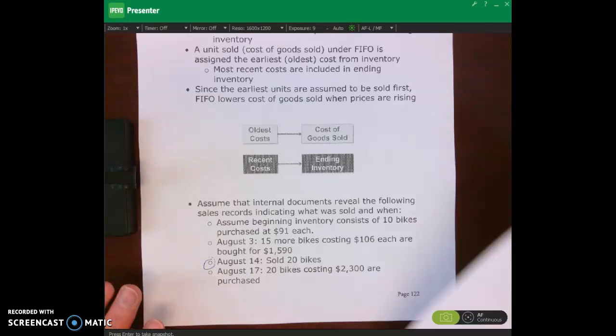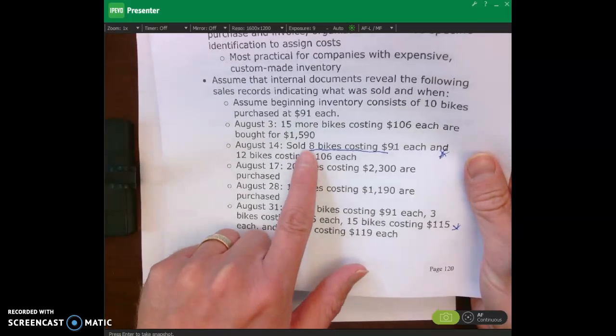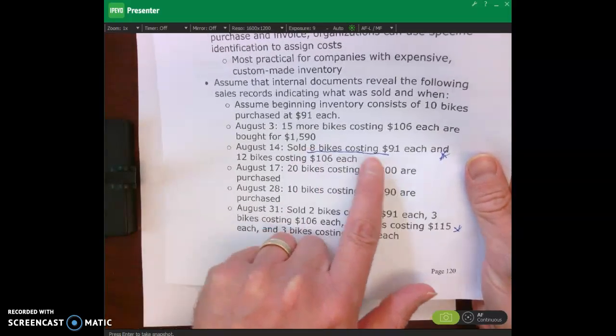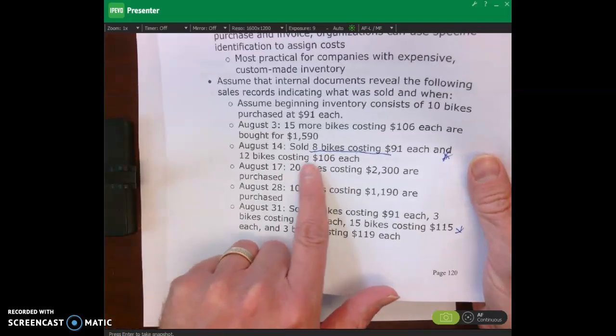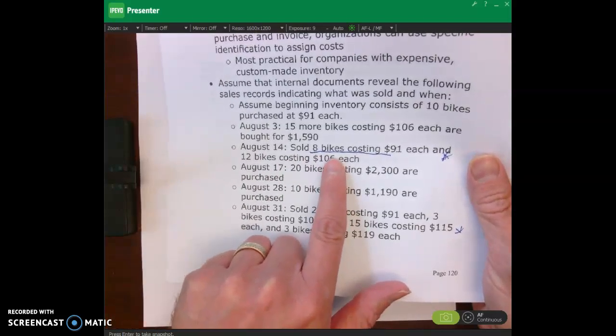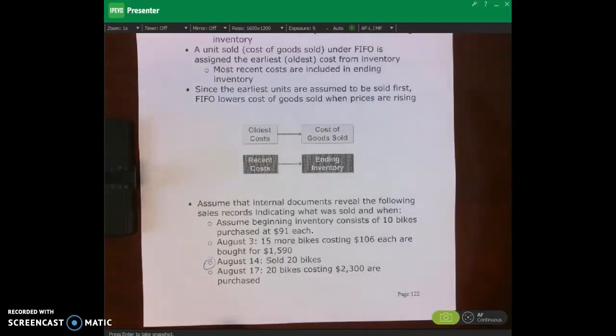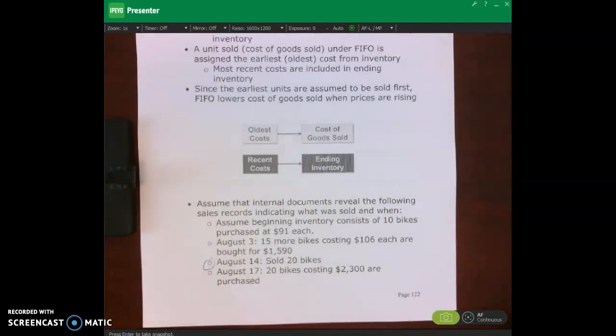If I compare that to specific identification, look at that. Sold 8 bikes that cost me $91 each, and 12 bikes, 20 bikes, but because of specific identification, I know the exact cost. Because it's first in, first out, I don't know the exact cost. I'm making assumptions. And we'll see those assumptions when we do our table here.